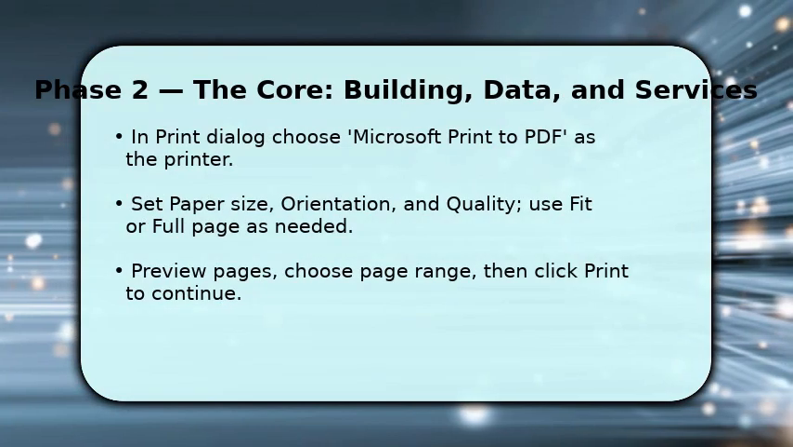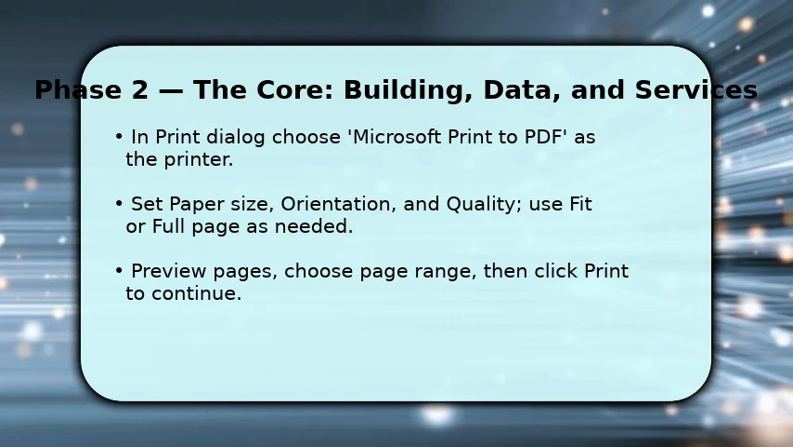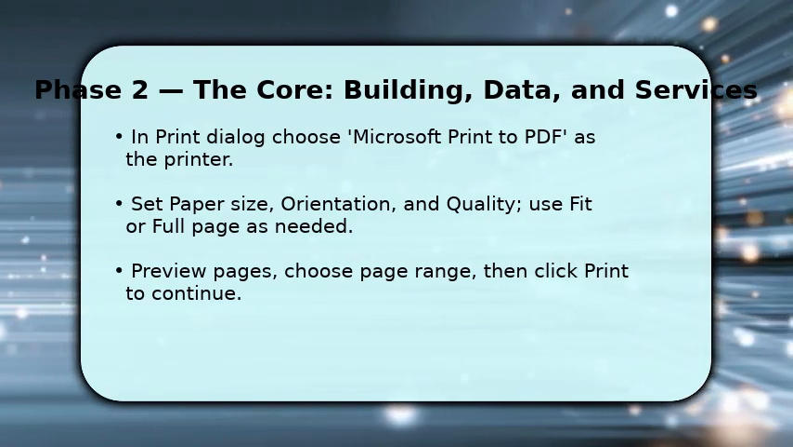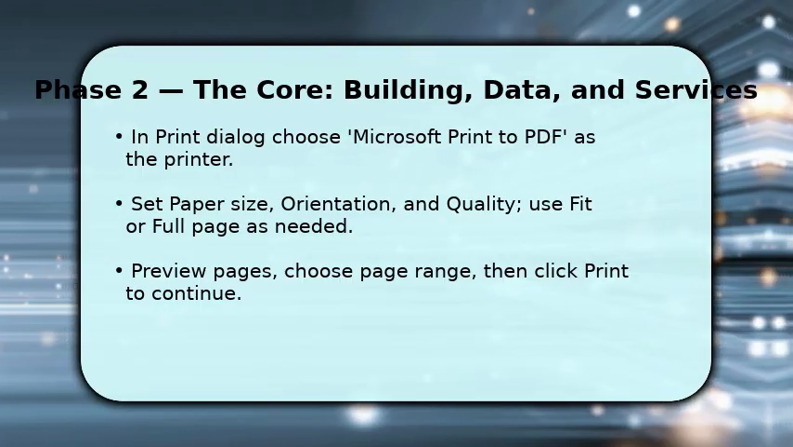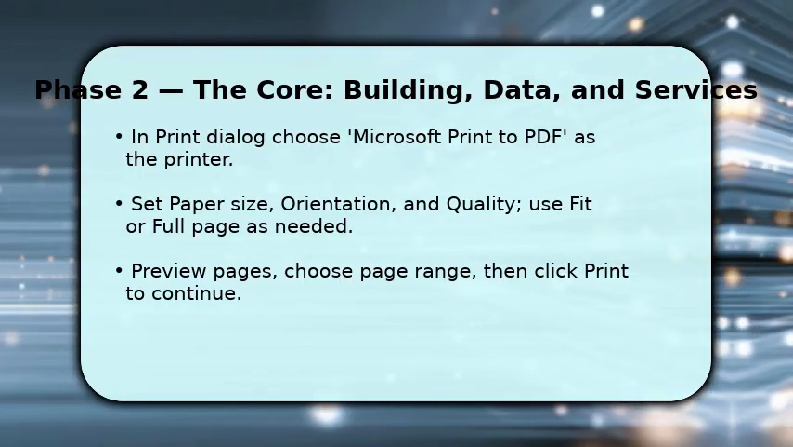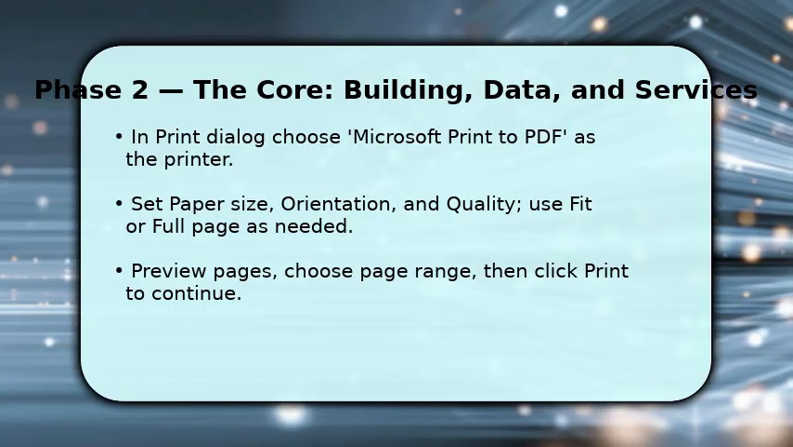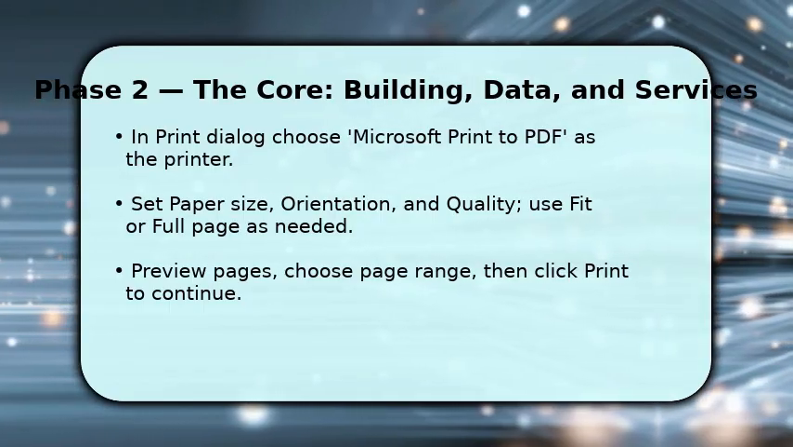You now use the print dialog to create a PDF. Select Microsoft Print to PDF as the printer because it converts images to a single PDF file. Next, set paper size and orientation, portrait or landscape, so images aren't cropped.